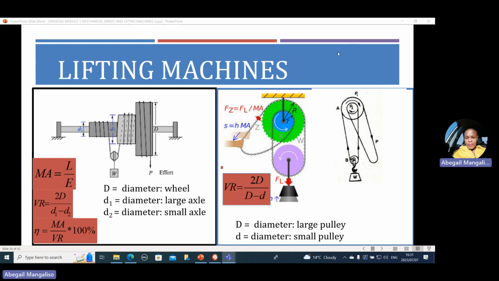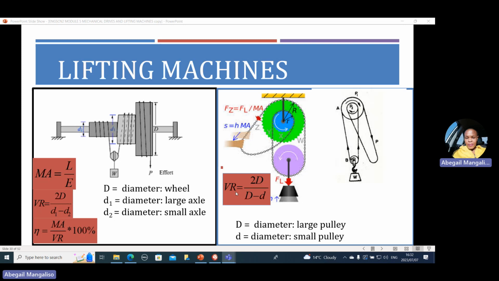The second machine is called the Western pulley block system. It's the differential pulley block or Western pulley block. It consists of the upper block and the lower block. It has 2 pulleys mounted on the upper block and 1 pulley on the lower block, and attached to it there is an endless rope. You must be able to sketch and label this.